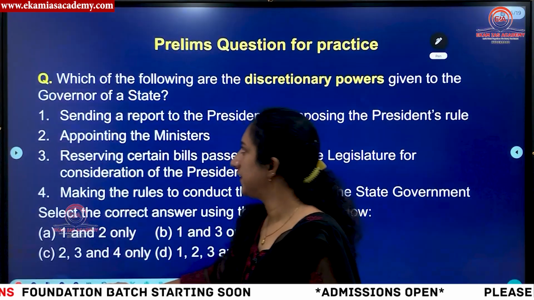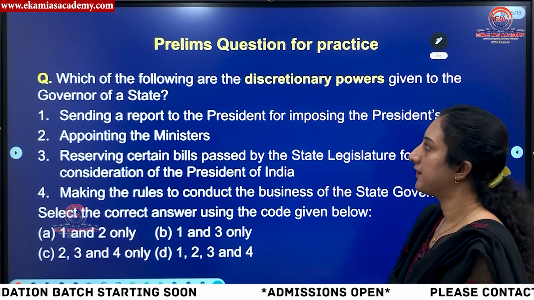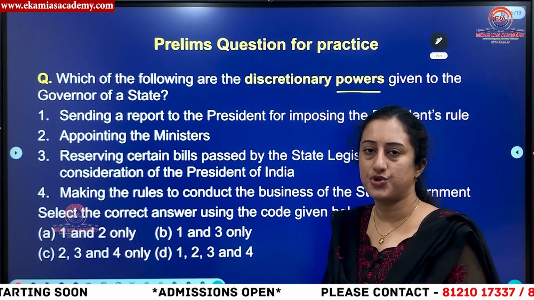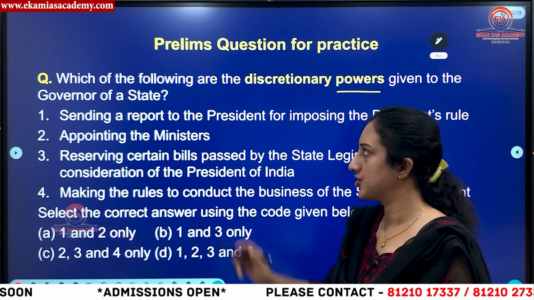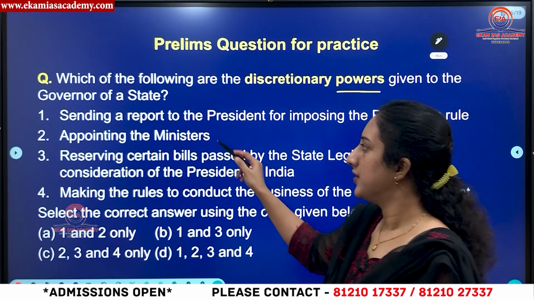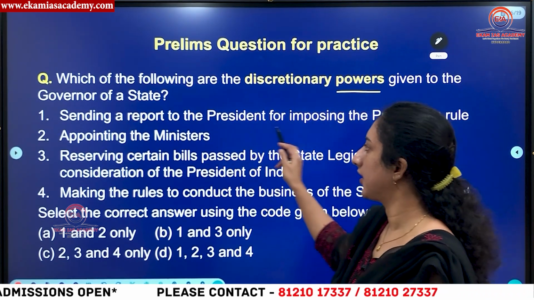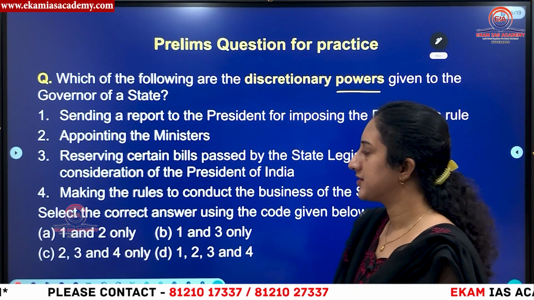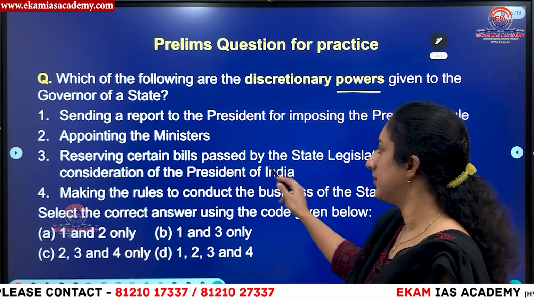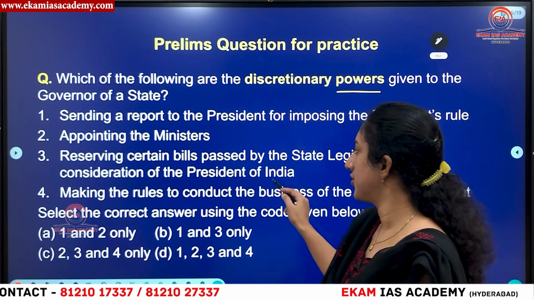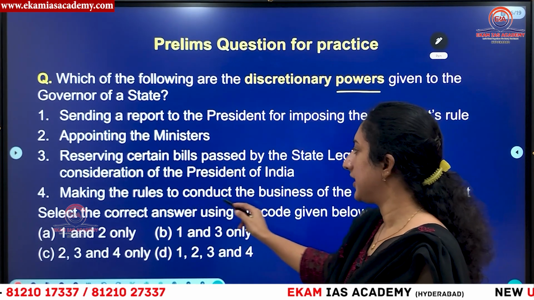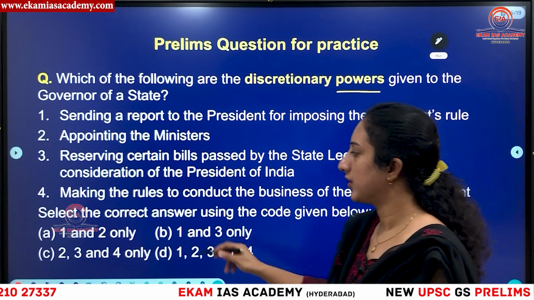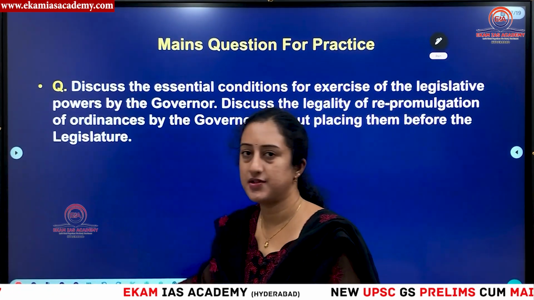Then it is time for a prelims practice question. Which of the following are the discretionary powers of the Governor? The Governor has constitutional discretion as well as situational discretion. So which of these is a discretion? Four options were given: first, sending a report to the President of India for imposing President's rule; second, appointing ministers; third, reserving certain bills passed by the state legislature for consideration of the President of India; fourth, making the rules for conduct of business of the state government. Which of the following combinations are correct? Answer in the comment section.